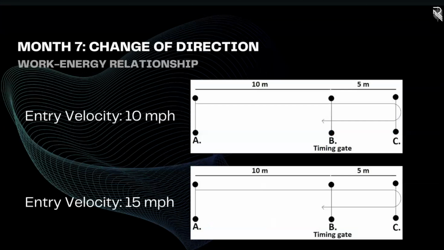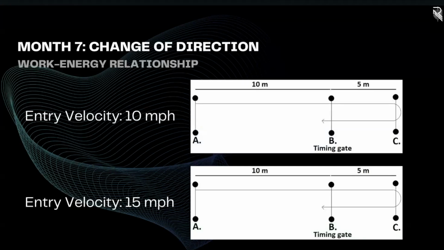So we're going to break this down with a visual example. In the top image here, we have an athlete entering cone B at 10 miles per hour, which gives them a specific amount of kinetic energy at that moment. Since it's a 180-degree cut, the athlete must decelerate to zero velocity before reversing direction, and that deceleration is going to require a certain amount of work to be done.